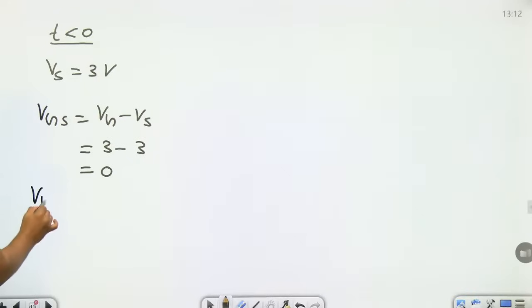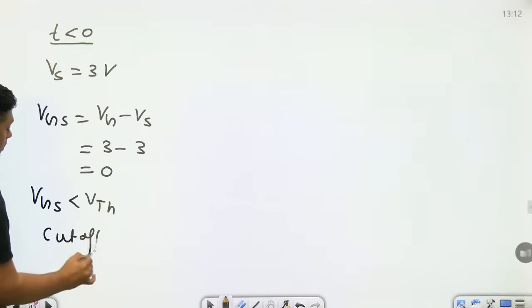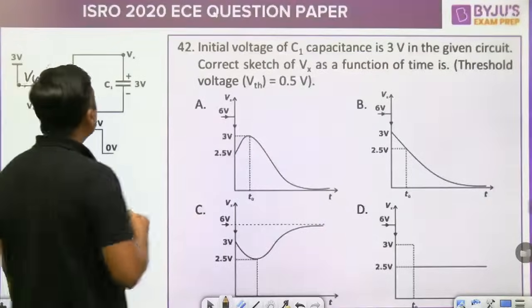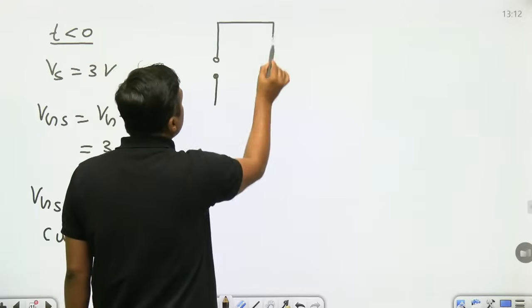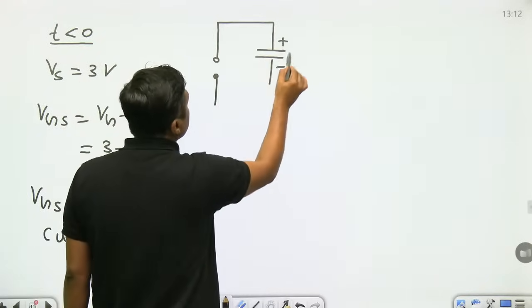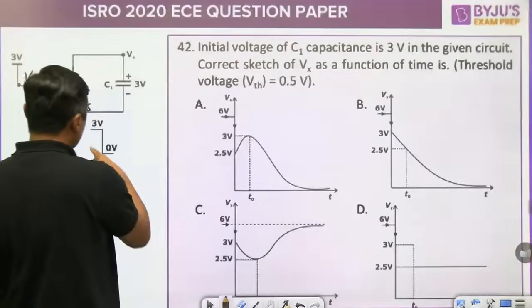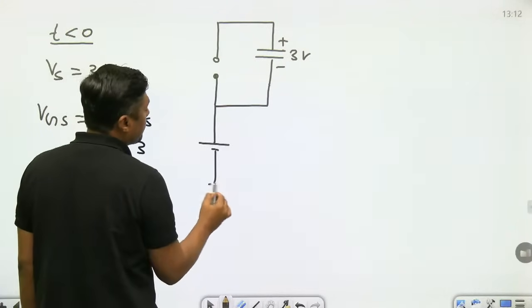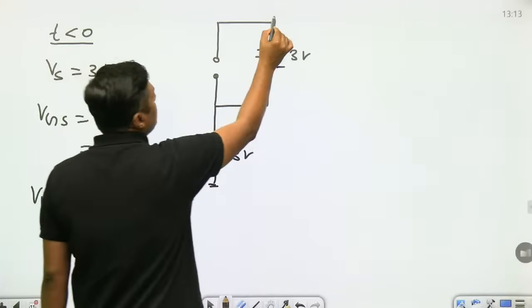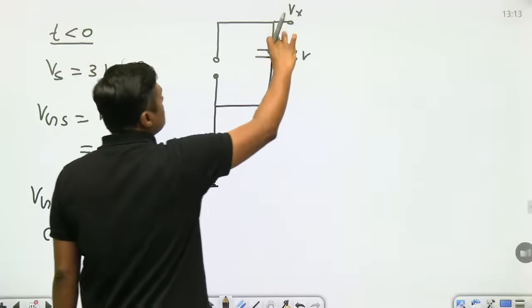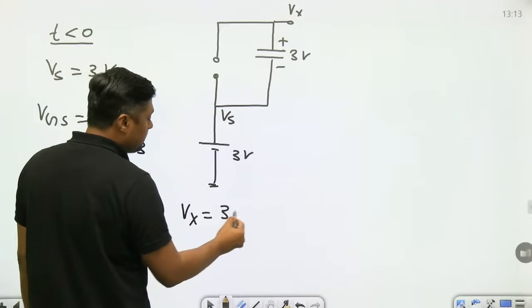When VGS is 0, VGS is less than the threshold voltage, and that's why the MOSFET is in cutoff. It will act as an open circuit. Then this capacitor has 3 volt, and the source voltage also has 3 volt. This is the AC signal, 3 volt. Now, what is Vx? This is 3 volt and that is 3 volt, so Vx initially is 3 plus 3, it is 6 volt.